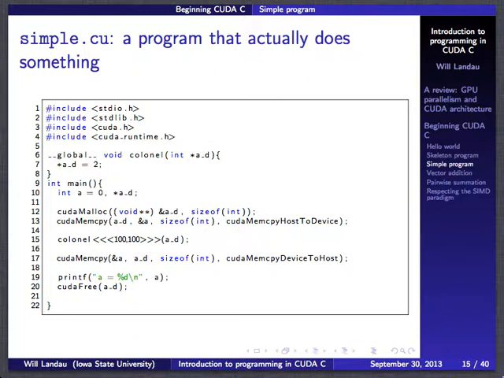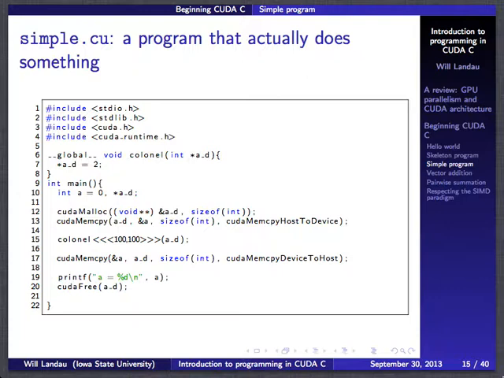Now I want to write that back to the host. So I call cudaMemcpy again, except this ampersand A is my destination because I want to copy back to the CPU. A sub d is my source, and I'm still copying one int. But now I'm saying cudaMemcpyDeviceToHost because I'm copying from the device to host. And then I'm basically done.